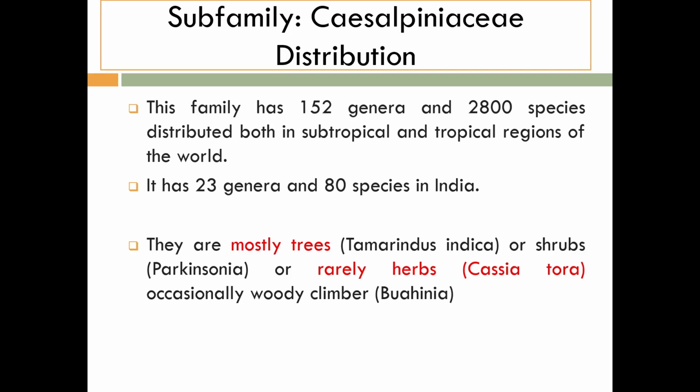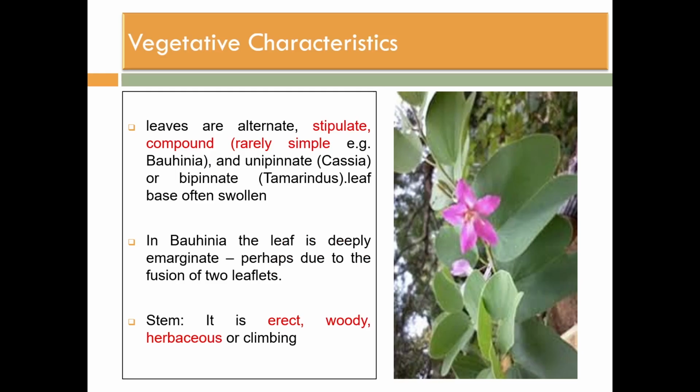Starting with the distribution of the Caesalpinaceae family, it has about 152 genera and 2800 species distributed in both subtropical and tropical regions of the world. India is represented by 23 genera and 80 species. Most of the plants are trees like Tamarindus indica, sometimes shrubs like Parkinsonia, or rarely herbs like Cassia. Sometimes they are climbers, as in the case of Bauhinia. So this family has a good representation in the world as well as in India.